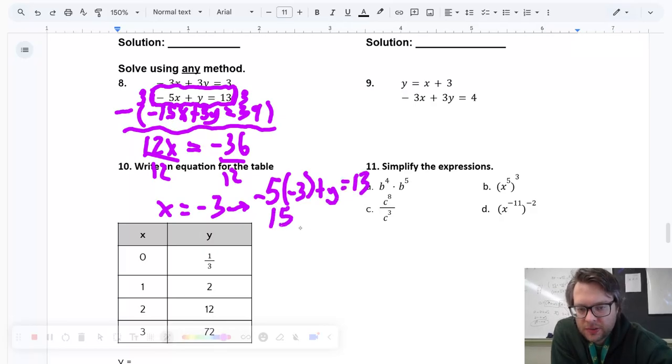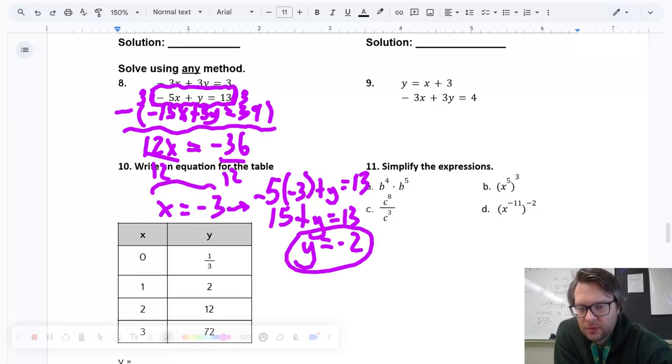Negative 5 times negative 3 is positive 15. 15 plus y is 13. Subtract 15 from both sides, you get y is negative 2. And we knew x was negative 3. So that's the solution. Negative 3, comma, negative 2.